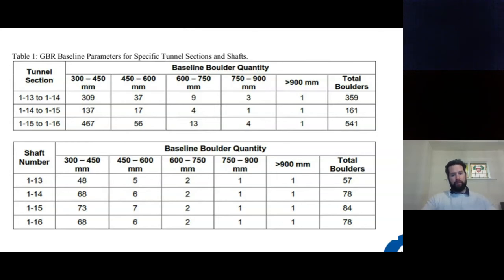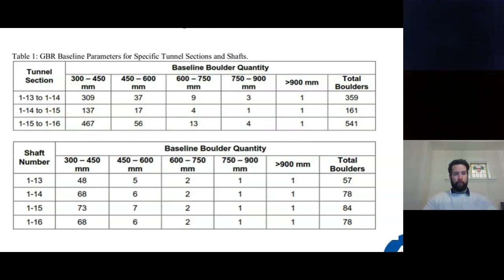Our geotechnical sub-consultant developed this boulder distribution table, and it was based on a size frequency histogram developed based on data collected from the Shepherd subway tunnel construction in Toronto. So you can see here to classify boulders all the way from 300 to greater than 900 in increments of 150 mil. We don't classify boulders less than 300 because we consider them incidental or cobbles.